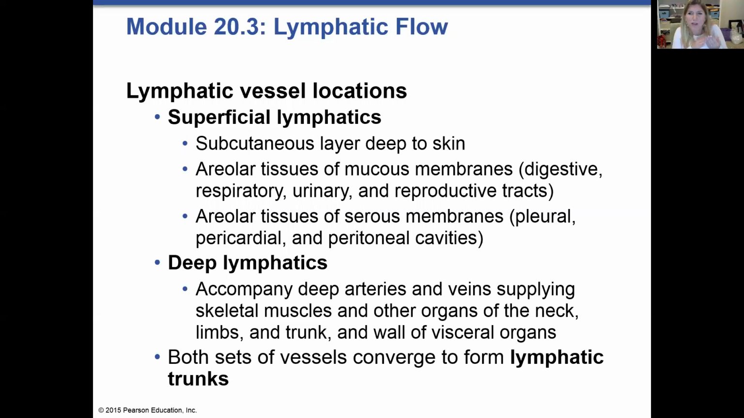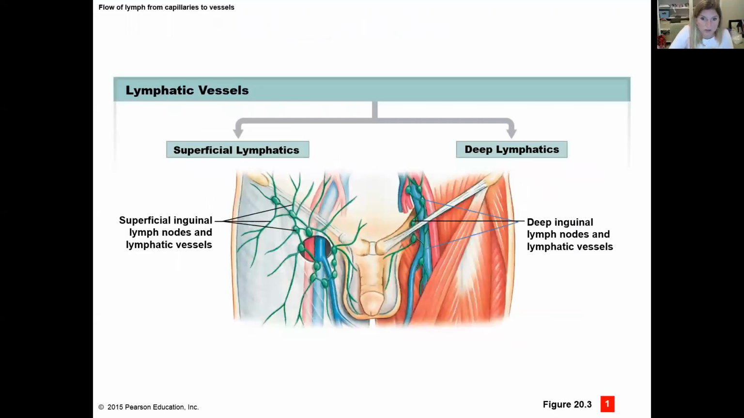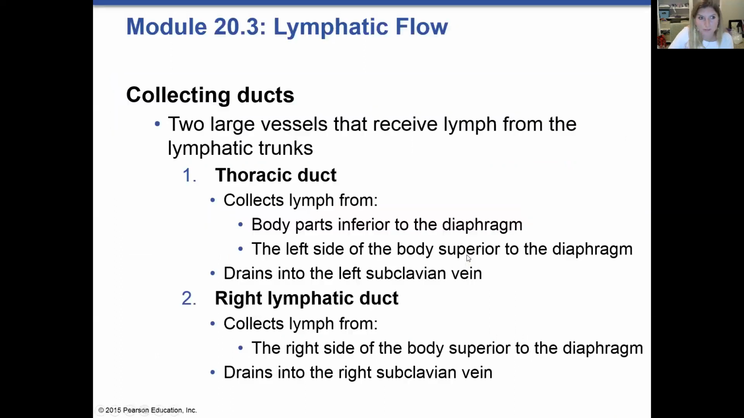So just like in our veins, we had the small veins and the medium-sized veins, and then we have the larger veins, right? You're going to see that same kind of flow here. You have these superficial lymphatics and deep lymphatics converging to form lymphatic trunks. And here you see kind of what we're talking about, the superficial, right, in the fascia, and then the deep going into, right next to the veins and arteries.